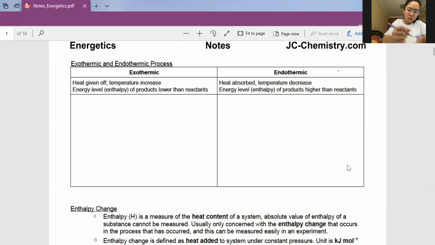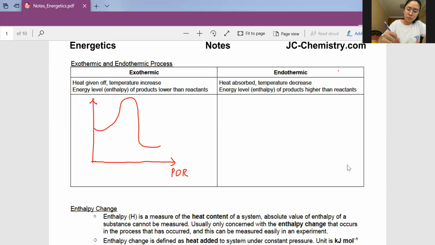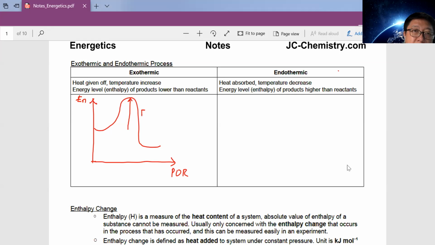Draw the axis first. Your product energy lower than the reactant is exothermic. Go up the mountain, come down. This is energy, and this is progress of reaction, POR in short. Here I'm going to label the important data. This is your EA, the activation energy, with a dotted line across if you want to be more exact. Here is enthalpy change less than 0.